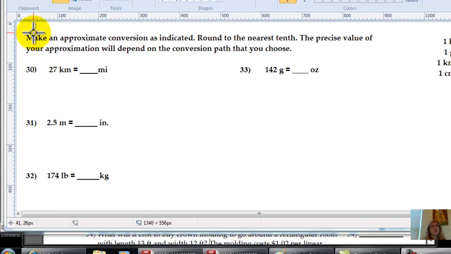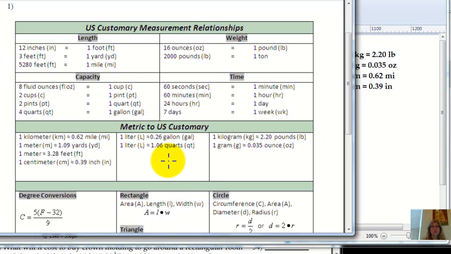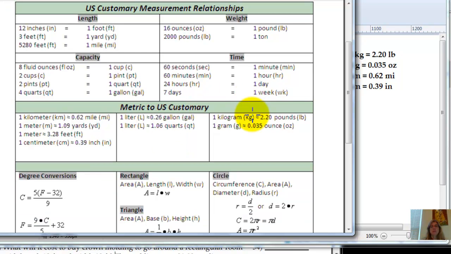So in the directions, they say make an approximate conversion as indicated, and that's because they're giving you approximate conversions over here. And I got these conversions from this conversion table, which I loaded into the content. This conversion table will be available to you for the test and for the final.